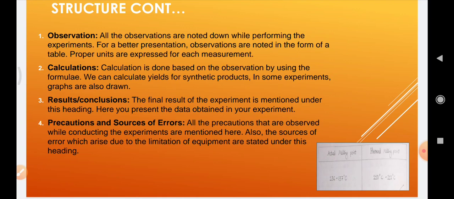The next is precautions and the sources of errors. All the precautions that are observed while conducting the experiments are mentioned here. Also, the sources of error which arise due to the limitations of equipment are stated under this heading.